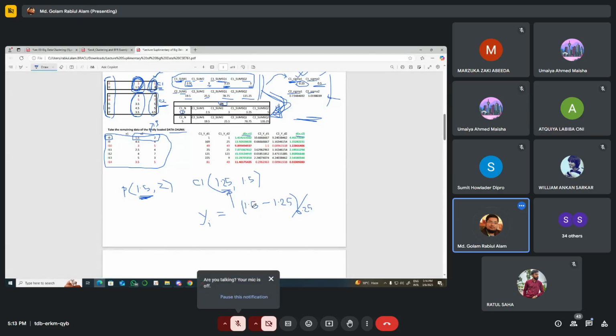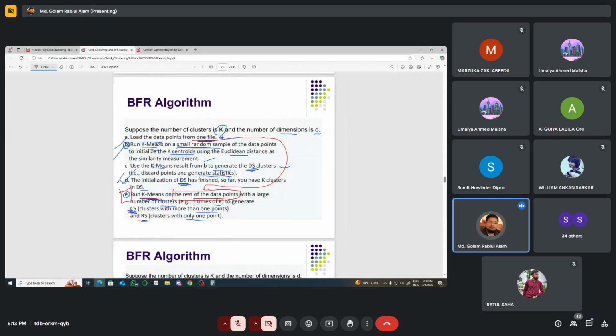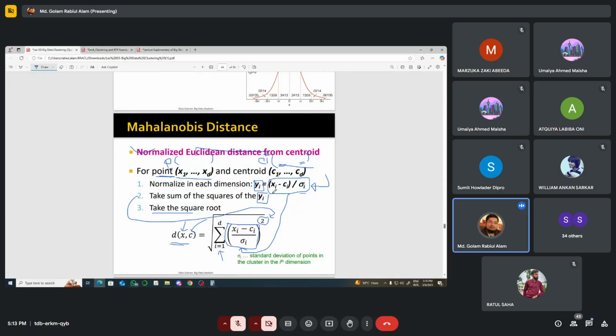So this one, and then take the square. Okay, so that means we can see here xi minus ci. So xi, the value of the first dimension, minus ci, the value of the center of the first dimension, divided by sigma i, that is the standard deviation of the first dimension. Okay, then we will get y, and then we have to take the sum of squares of the yi.